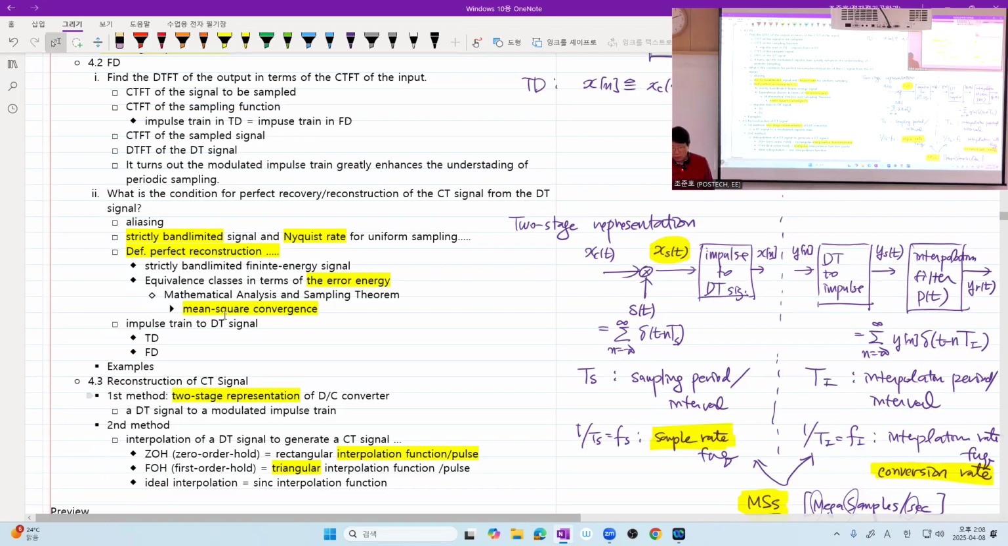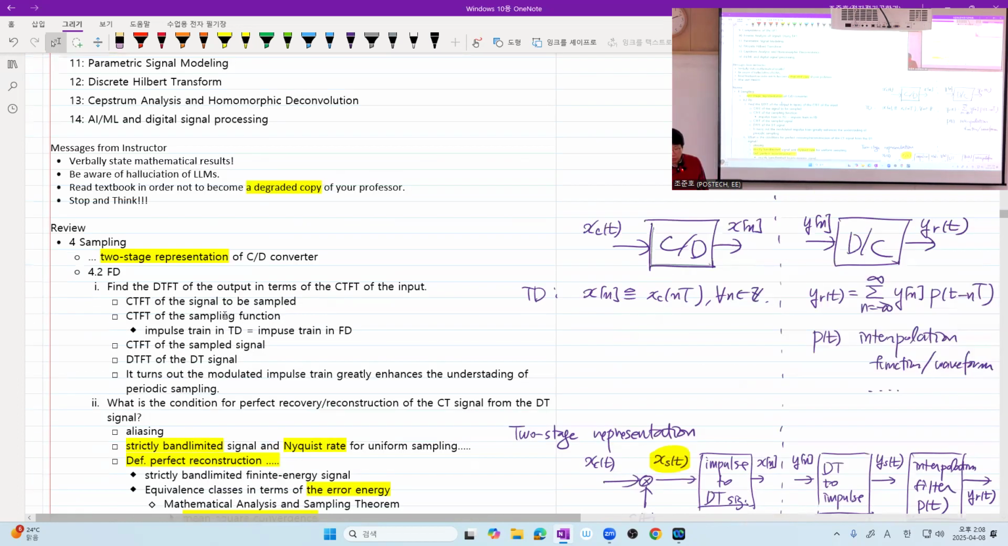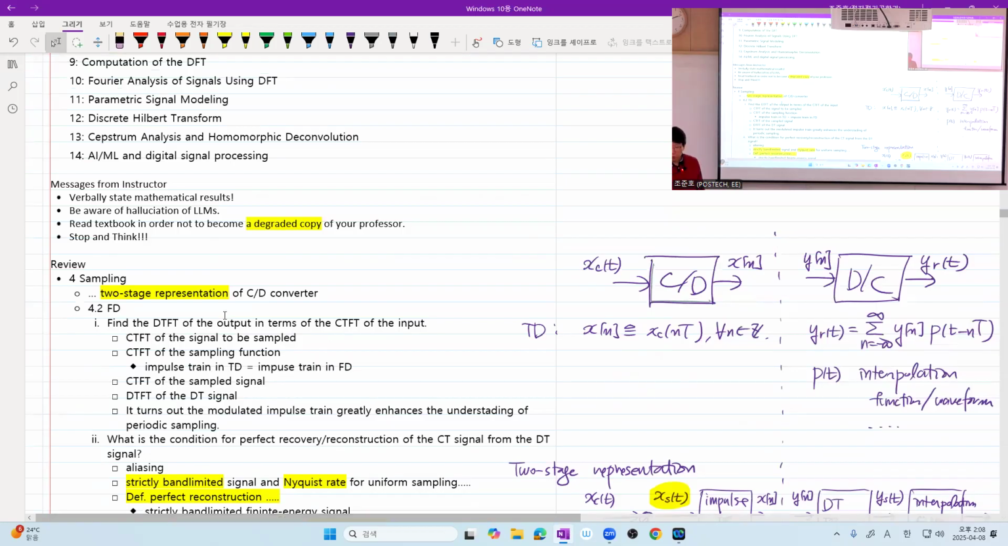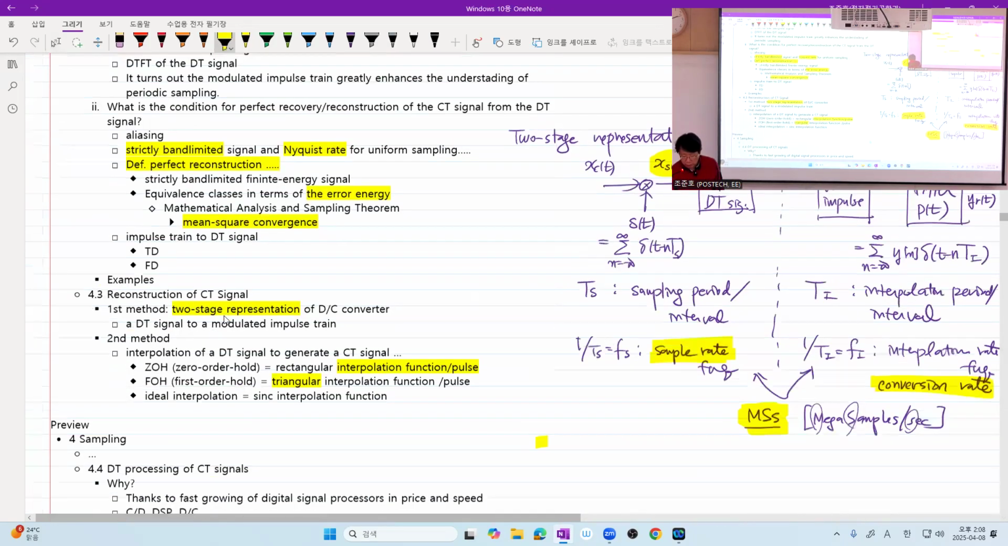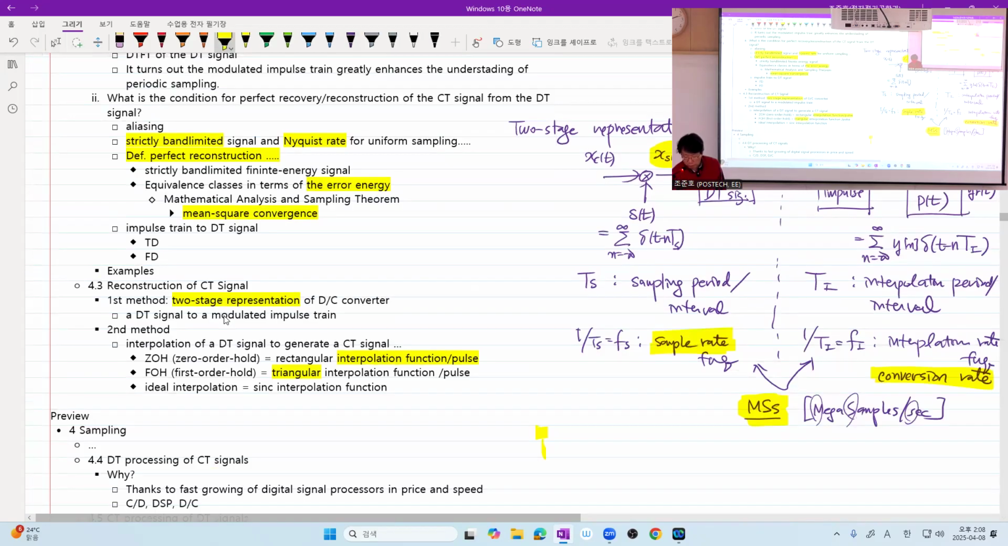And we used these two-stage representations of C2D and D2C converters to derive the frequency domain relation. And I'm not going to review that part, and you do it. It takes too much time to rederive. Got it?